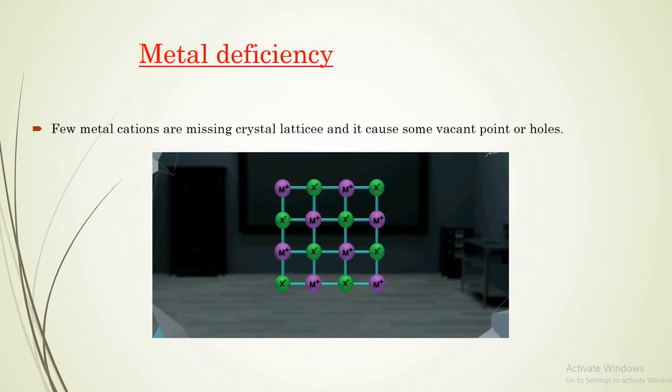Metal deficiency defect. Here, few metal cations are missing from the crystal lattice, and it causes some vacant points or holes, creating metal deficiency defects. In some cases, the positive ions may be missing from their lattice sites, and the extra negative charge may be balanced by some nearby metal ion acquiring 2 positive charges instead of 1. Let us understand by this video.